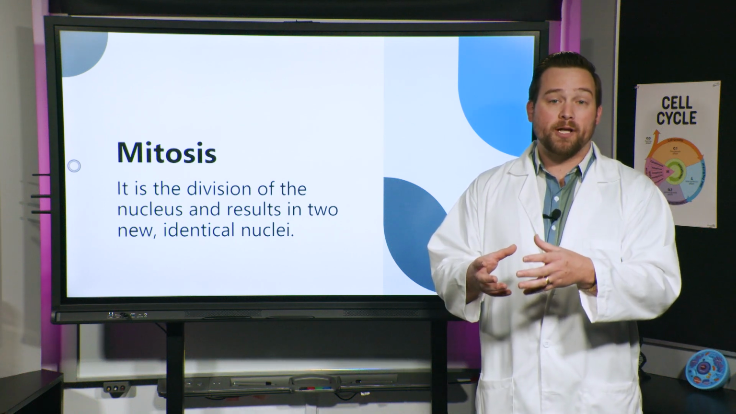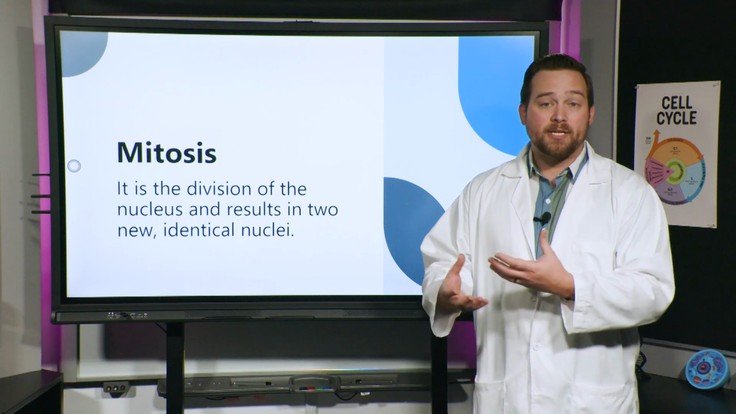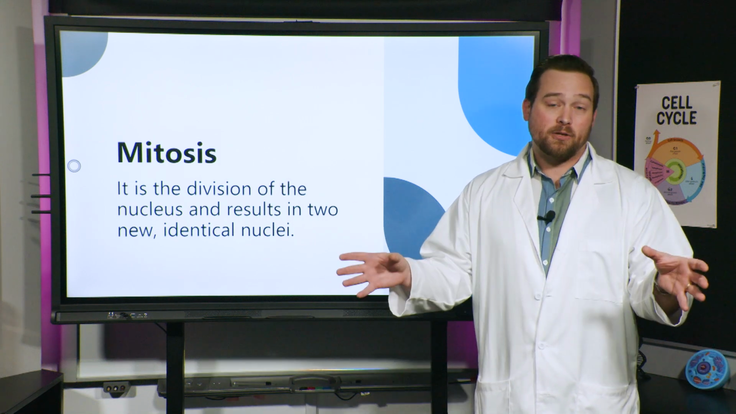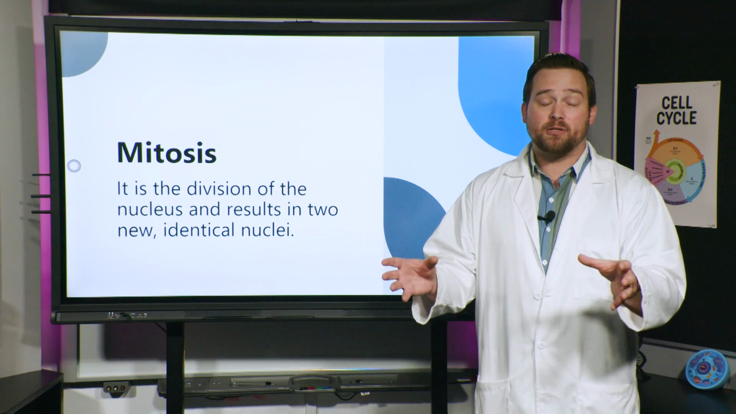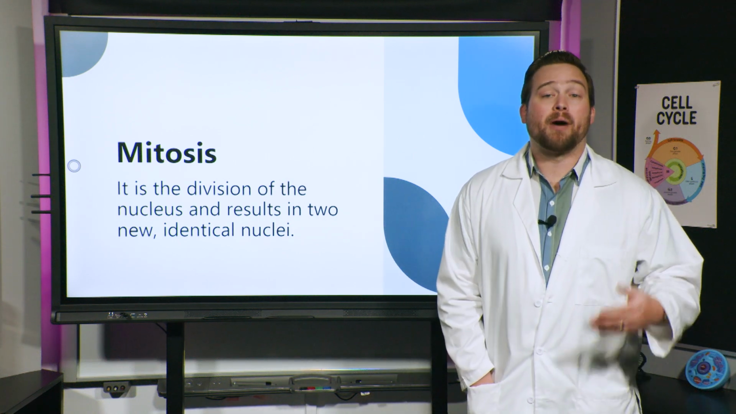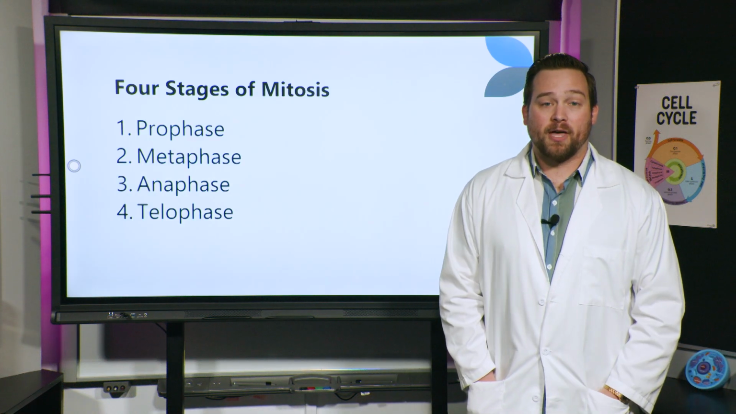So we're starting with one cell, we're going to duplicate all the DNA in that cell, and we're going to divide it into two cells. The goal is that by the end, those two cells need to be identical to what we started with, and mitosis is how we make sure that happens.